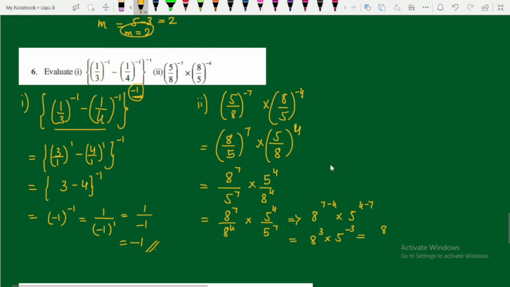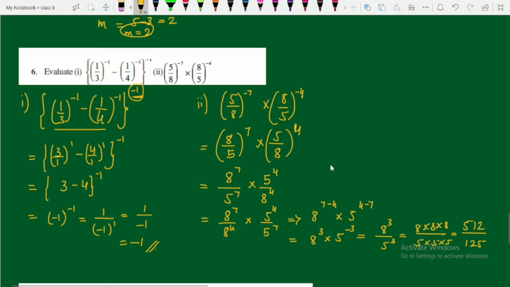So 8 raised to 3 divided by 5 raised to 3. So this will be 8 into 8 into 8 divided by 5 into 5 into 5. You know that 8 into 8 is 64, and 64 into 8 is 512, divided by 125. So this is the final answer of question number 6 in that second one.